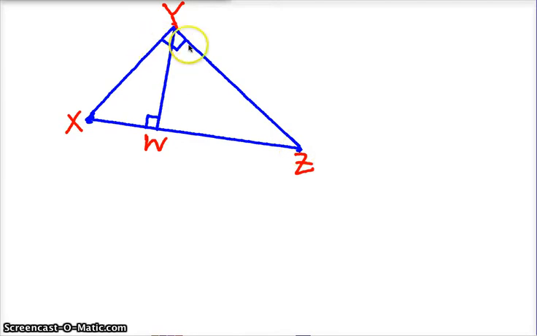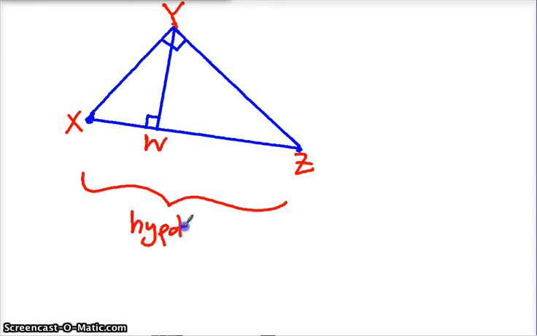so here's the right angle up here, which means if we were to label the parts of the right triangle, XY is a leg, YZ is a leg, and then of course XZ right here is the hypotenuse of this right triangle. Right? So remember XZ is called the hypotenuse because it's opposite the right angle.